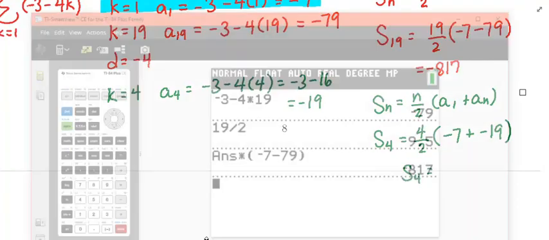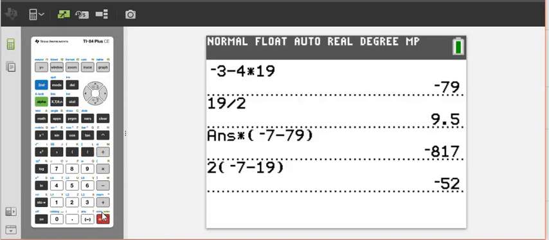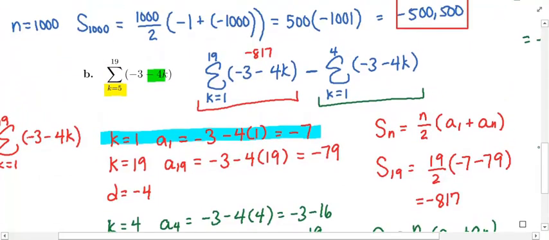So here we're going to have 2 times -7 minus 19. So here's the value of the other sigma. It's -52. So we know the value of the second sigma.